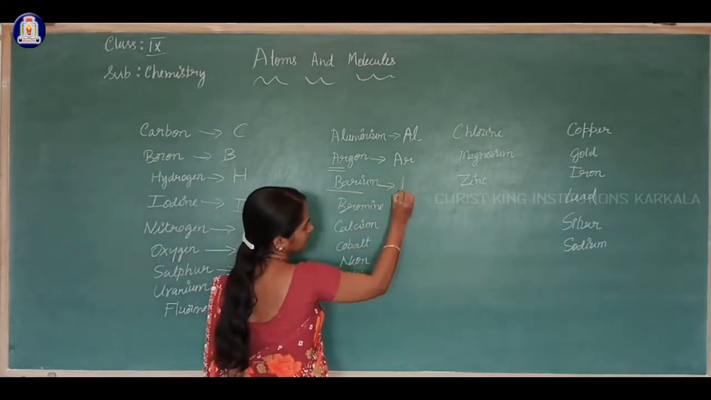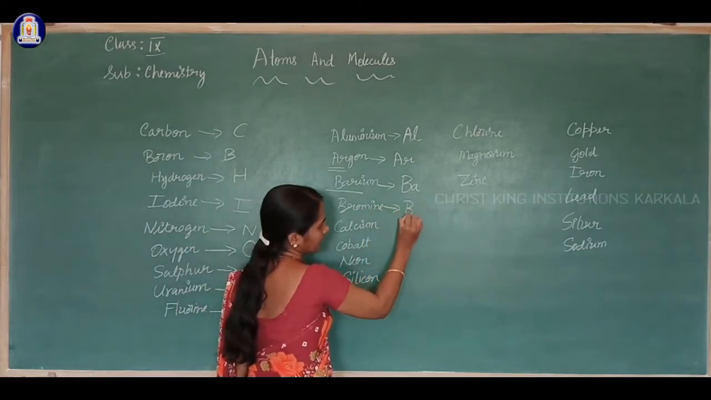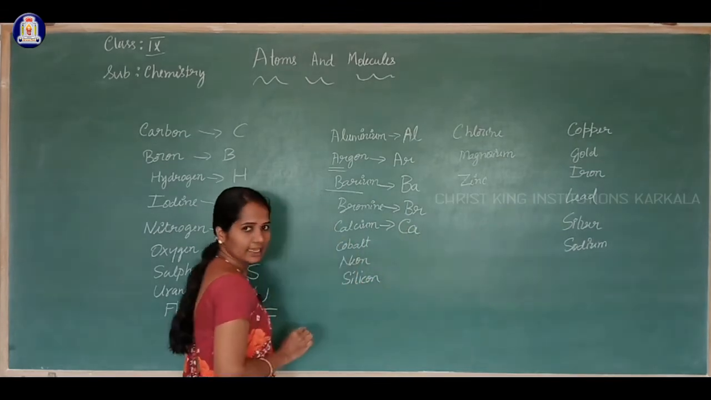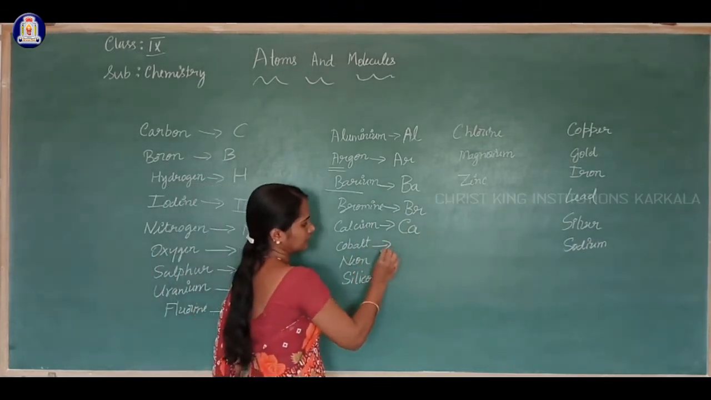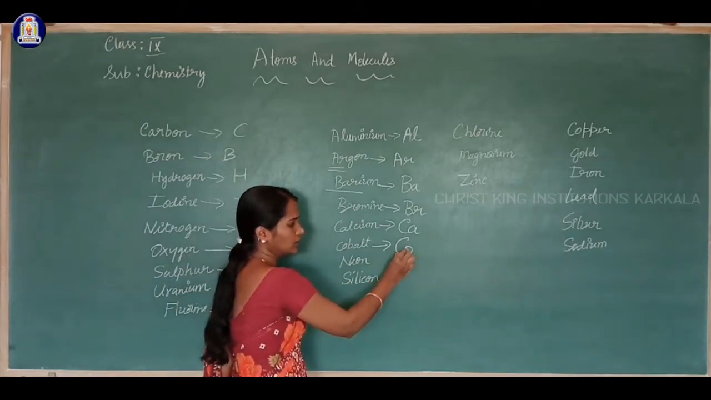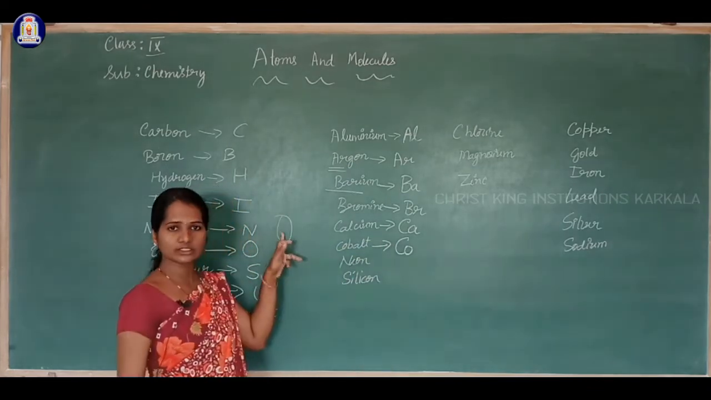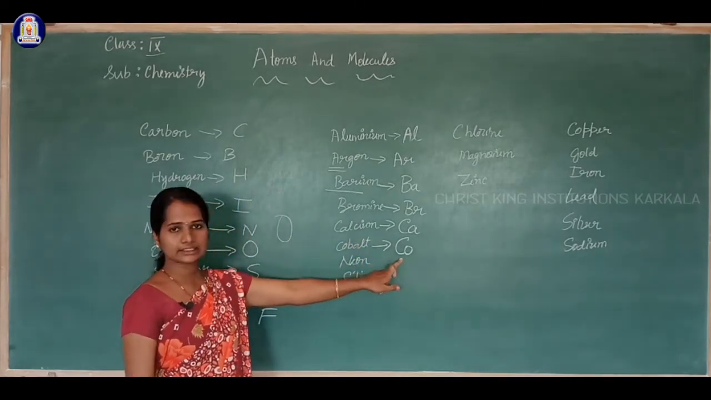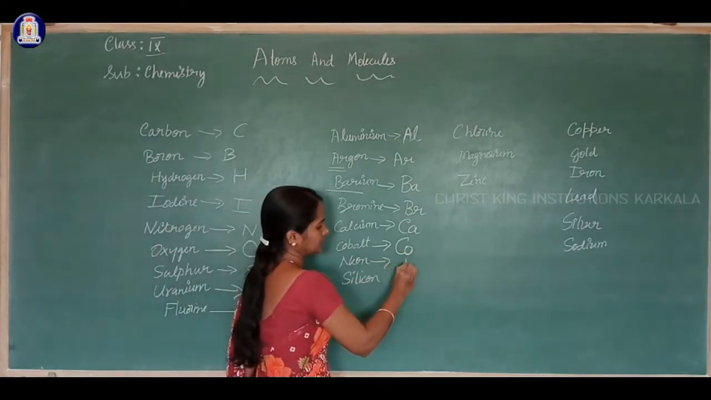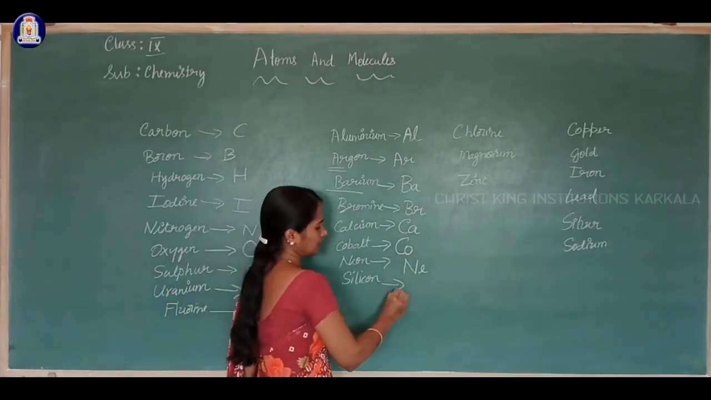Barium can be represented as Ba. A small letter. Bromine can be represented as Br. Calcium can be represented as Ca. Cobalt can be represented as Co. O is the small letter, not capital letter. Co. Not O capital letter. If you write O capital letter, it is oxygen. Here cobalt is Co. O is the small letter. Neon can be represented as capital letter N, small letter E, and silicon can be represented as Si.